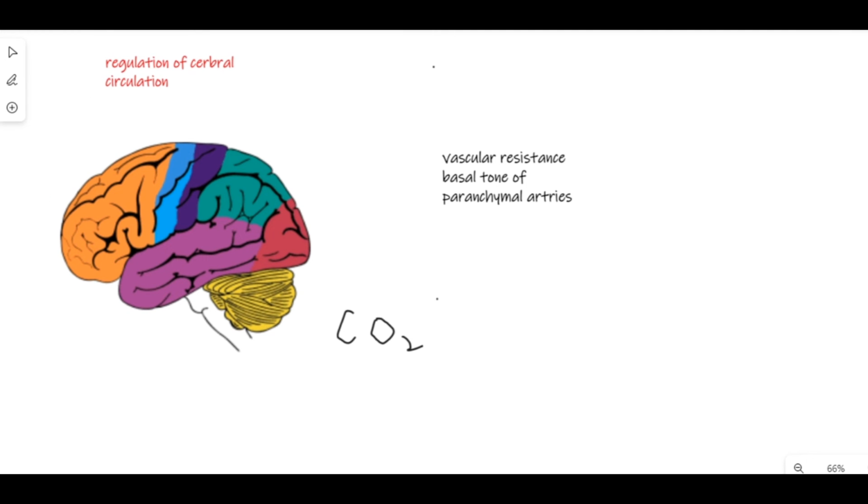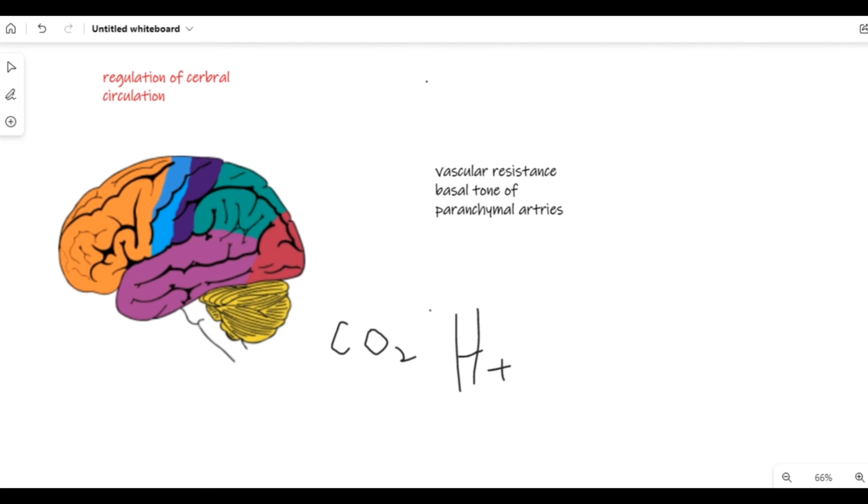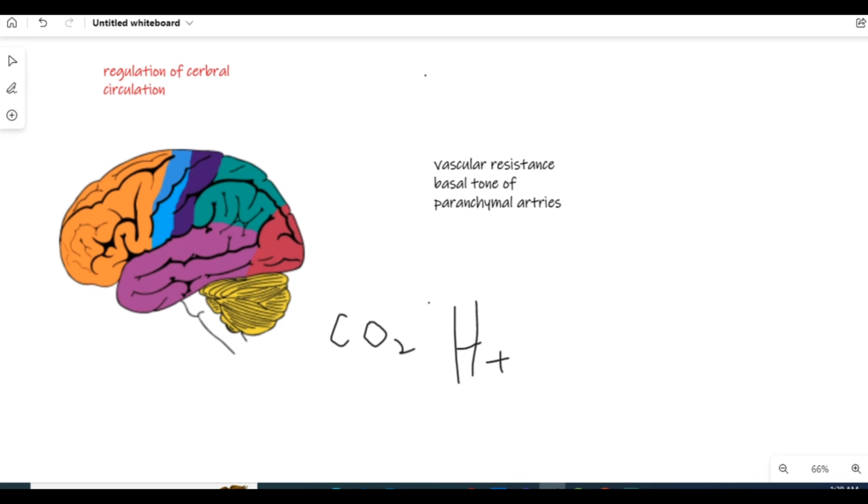Apart from carbon dioxide, some other metabolites are also vasodilators. When carbon dioxide increases, it also lowers the blood pH, so H plus ions increase. H plus ions are themselves vasodilators. Potassium ions also play a role in vasodilation. Repetitive action potentials increase potassium ions in the local area, causing vasodilation.